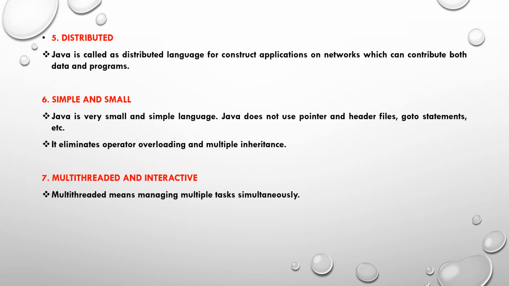Then go to the next feature, multi-threaded and interactive. What is multi-threading? A thread is a single flow of control. Multi-threaded means that multiple flows of control can run simultaneously, which means managing multiple tasks simultaneously. Java supports multi-threaded programs. That means we need not wait for an application to complete one task before starting the next task. This feature is very helpful for graphic applications.